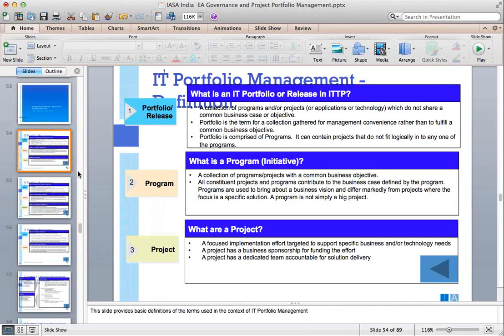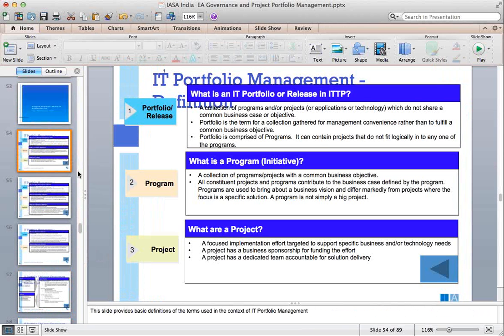What is in an IT portfolio or release in an IT transformation program? What is a program initiative and what are the projects? I think we did dwell on this a couple of minutes earlier, in terms of defining the scope and functions of each of them. The definitions originate from that of the scope and functions.